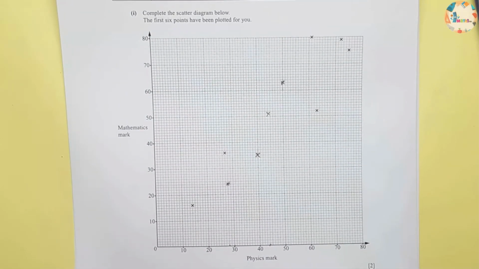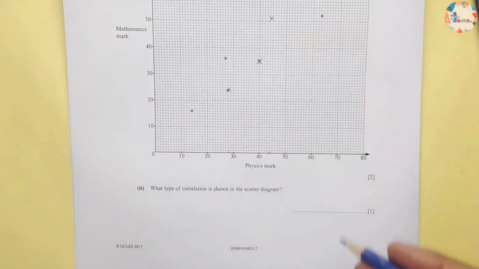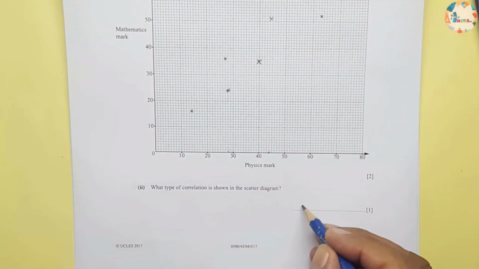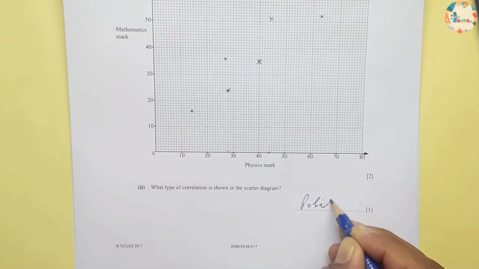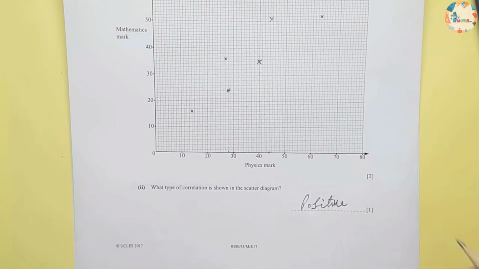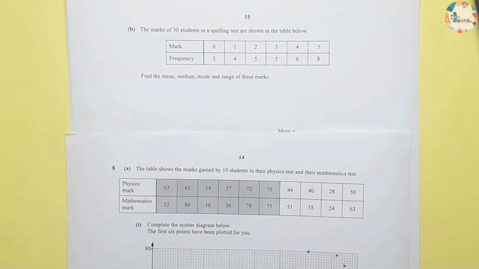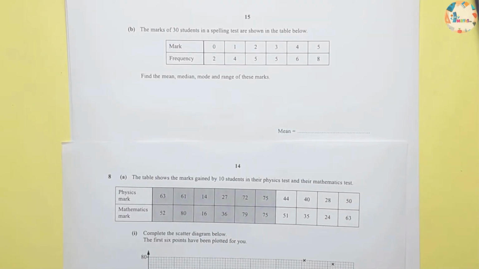Then what type of correlation is shown in the scatter graph? This is positive correlation. Going to the right side is up, so we'll write here positive. This is positive correlation. Then the next part: the marks of 30 students in a spelling test are shown in the table below. So find the mean, median and mode and range of the marks.